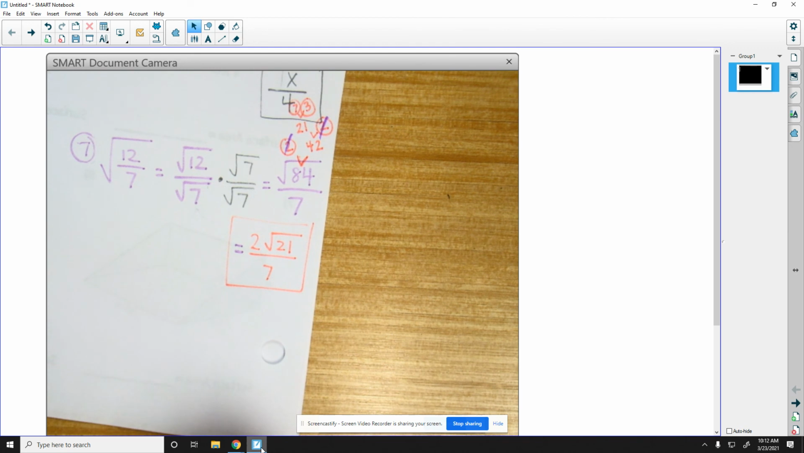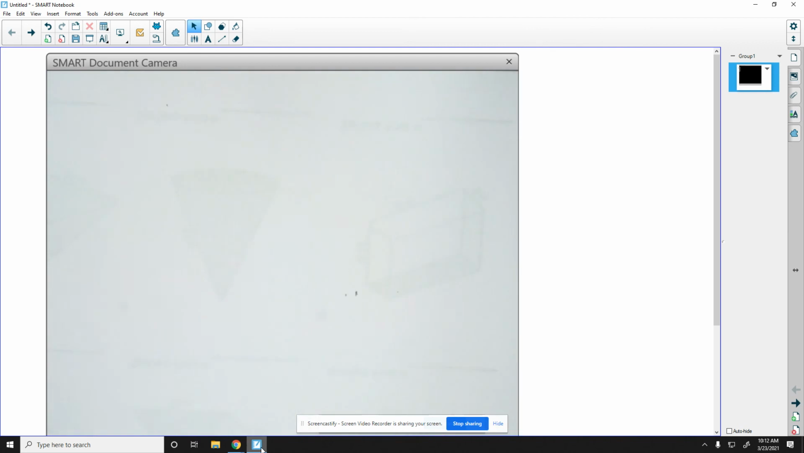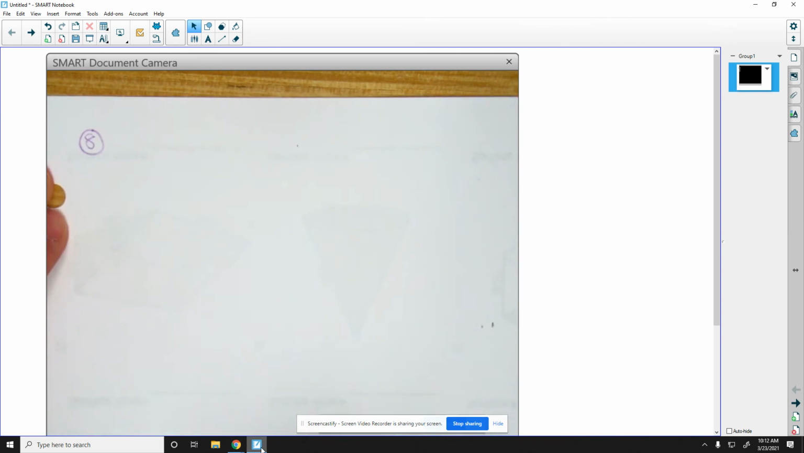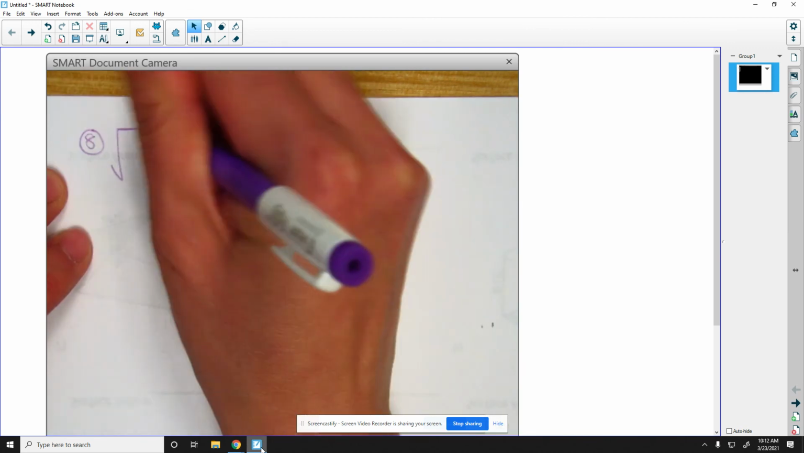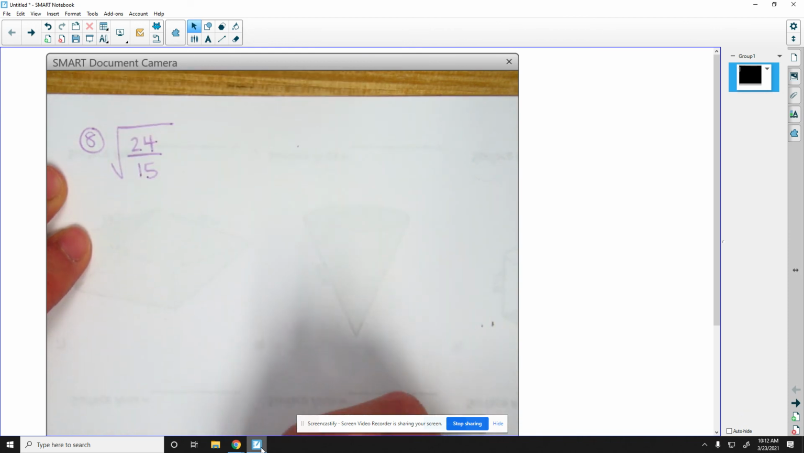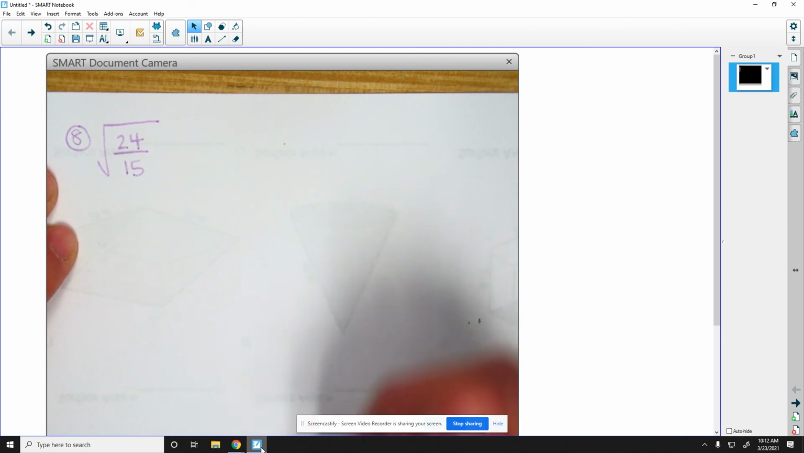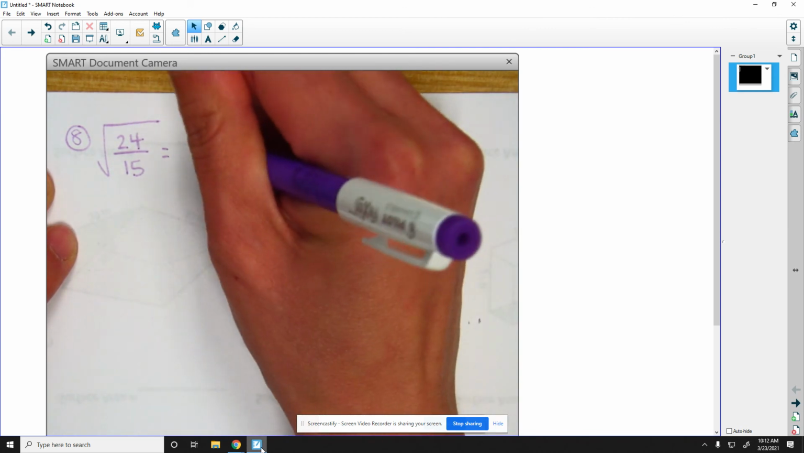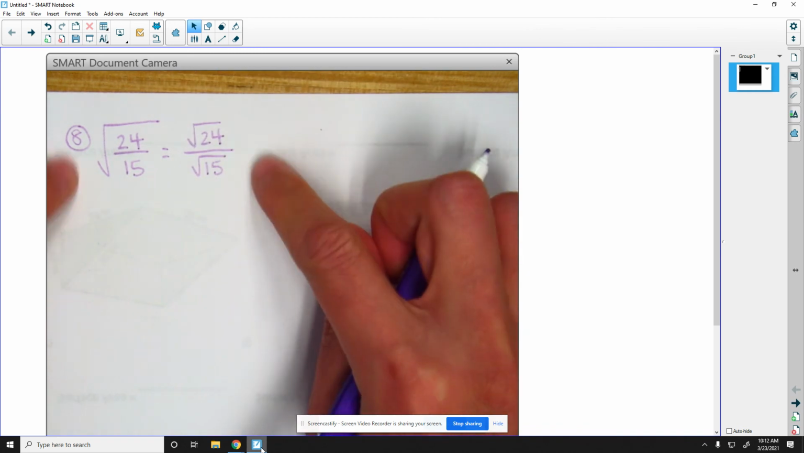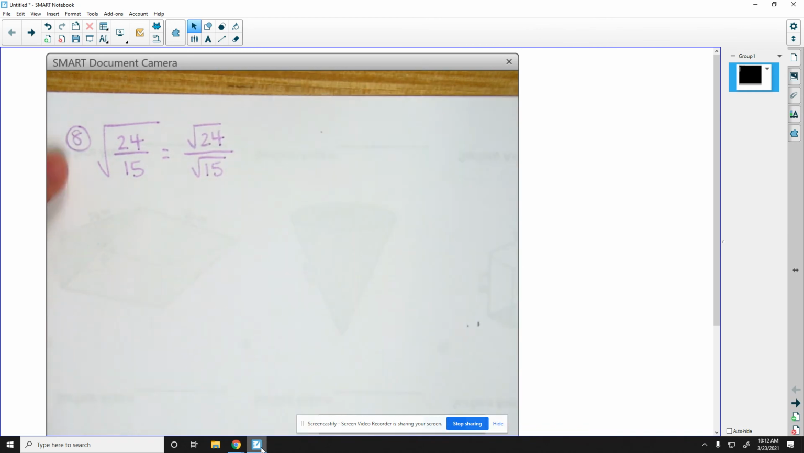Okay, so let's do another one. Okay, number 8. So square root of 24 over 15. That's the same thing as saying the square root of 24 over the square root of 15, right? I'm just distributing the square root to the top and the bottom.